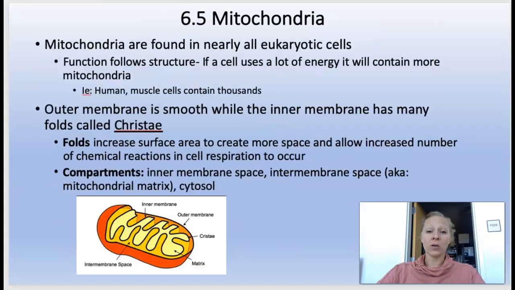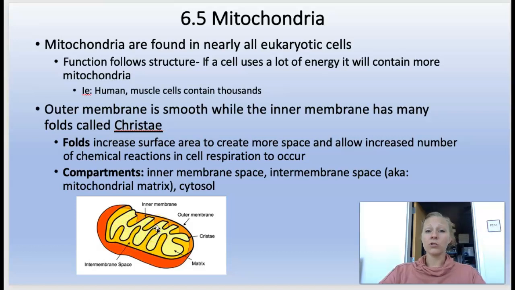So let's look at each of these organelles a little bit more closely. Mitochondria are found in nearly all eukaryotic cells. And so once again, function follows structure. If a cell uses a lot of energy, it's going to have a lot of mitochondria. For example, muscle cells have lots and lots of mitochondria because their job is to use energy to contract. And so here we have our double membrane. Our outer membrane is smooth. We can see that here. And our inner membrane has these folds in it, and these are called cristae. And they go back to the concept of surface area. It allows for more surface area.